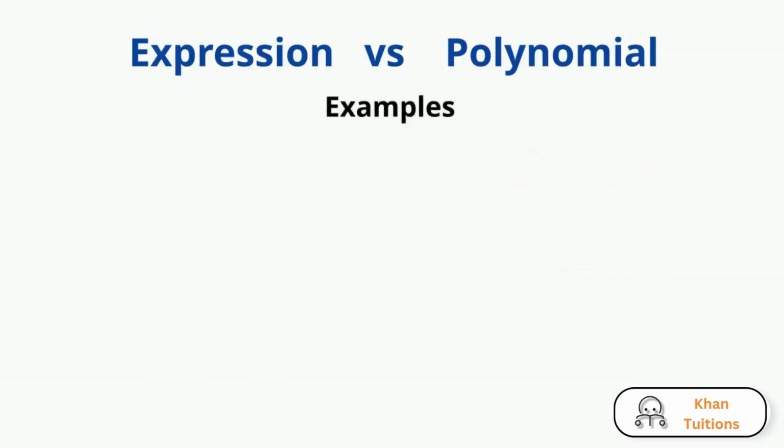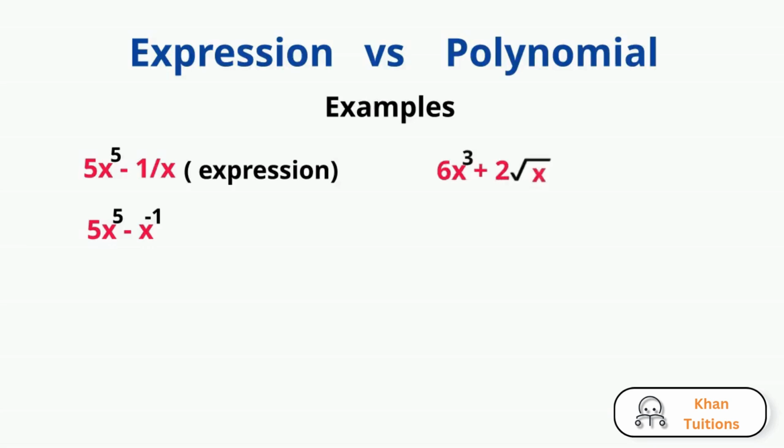Let's understand by some examples. Is this a polynomial or an expression? This is an expression because all the exponents of variables are not whole numbers. 5 is a whole number, but -1 is not. And what about this one? This is also an expression because exponents of variables are 3 and 1/2, where 1/2 is not a whole number.